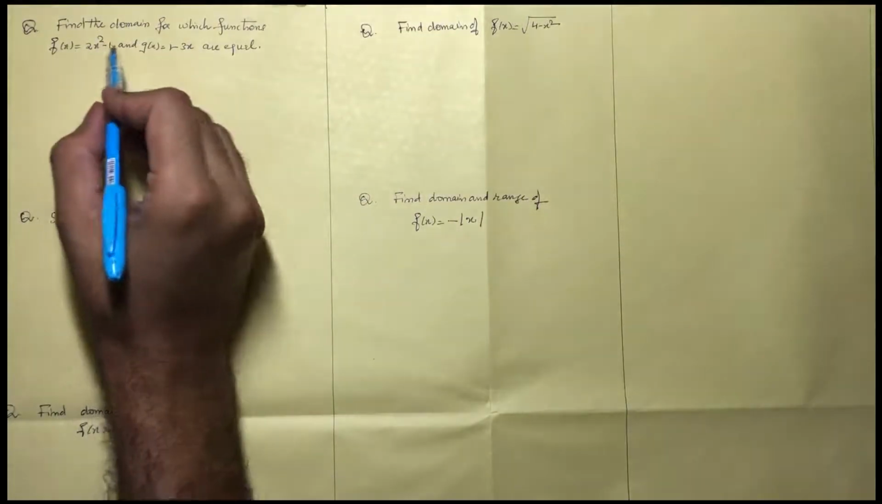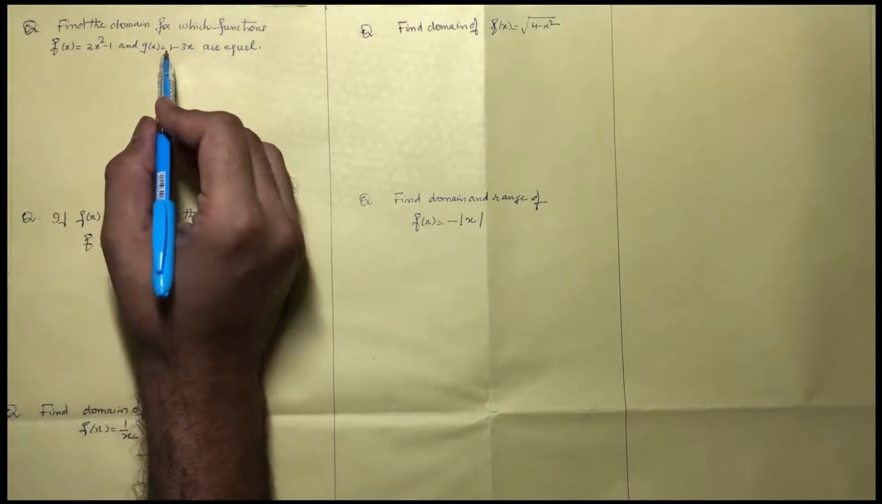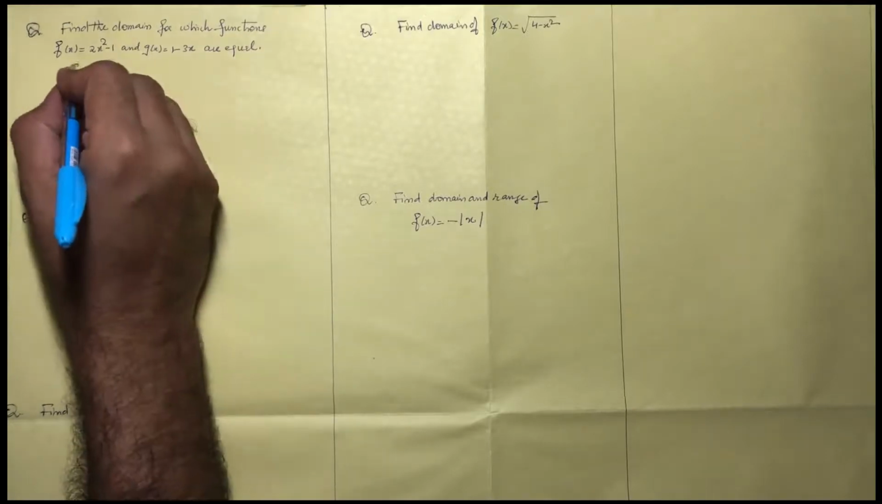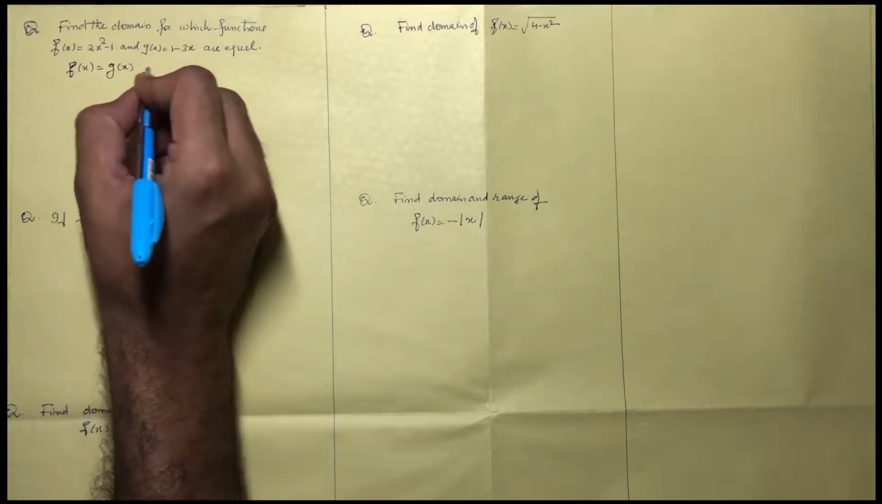Next numerical, find the domain for which functions f(x) and g(x) are equal. By equal functions we mean the values of the functions are equal for all x.